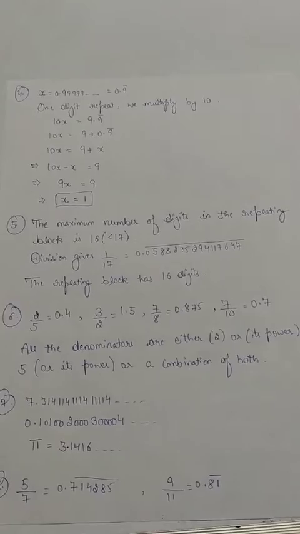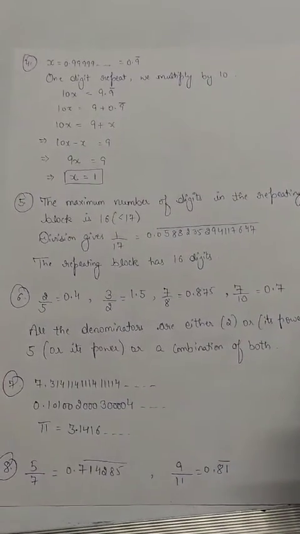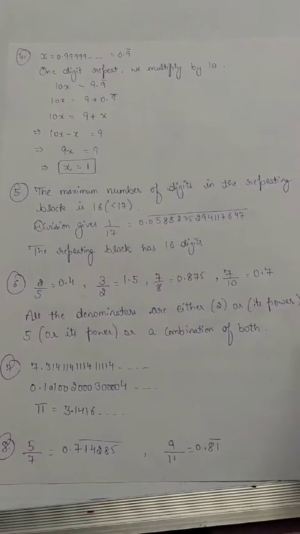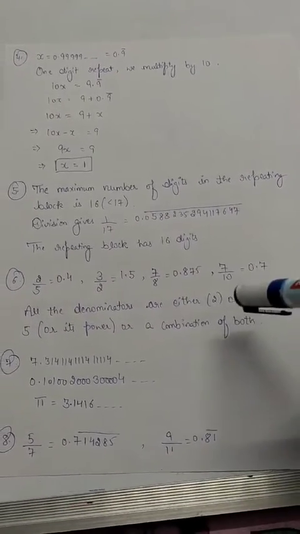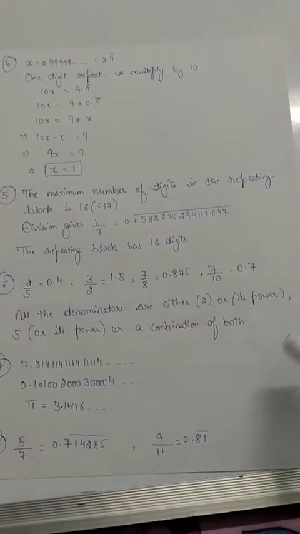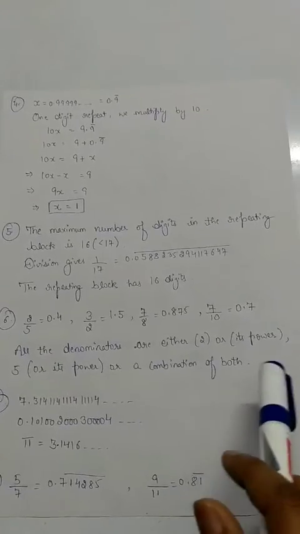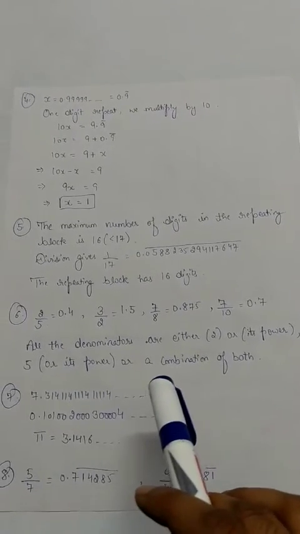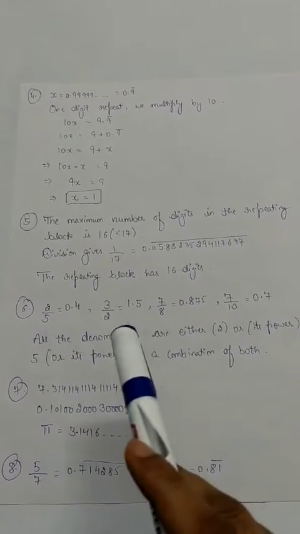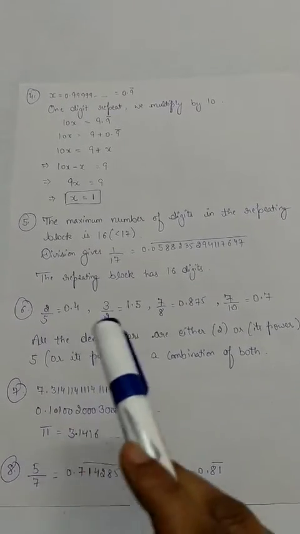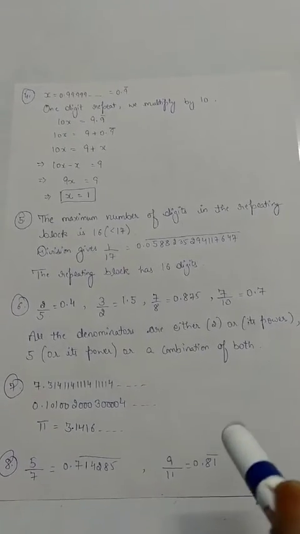Moving to the sixth sum. So 2 upon 5 equals 0.4, 3 upon 2 equals 1.5, 7 upon 8 equals 0.875, 7 upon 10 equals 0.7. So all the denominators are either 2 or its power, 5 or its power, or a combination of both. Here we can see that the number in the denominator is in the form of 2 or 5 or both. So they are terminating numbers.